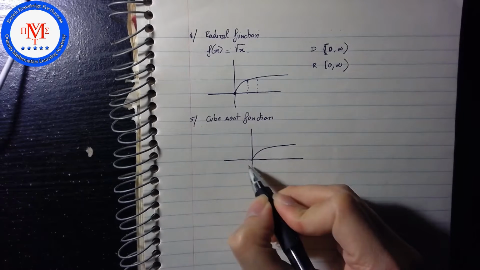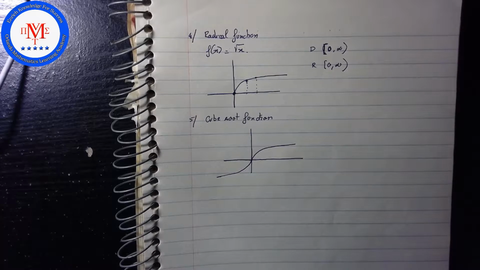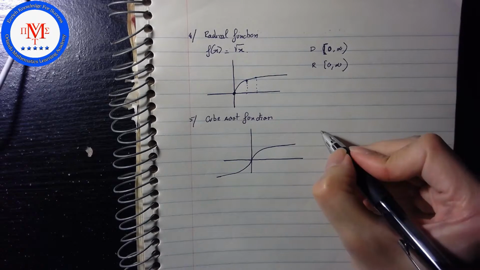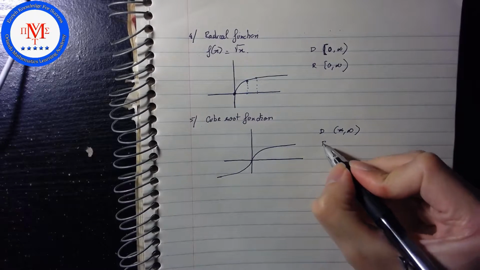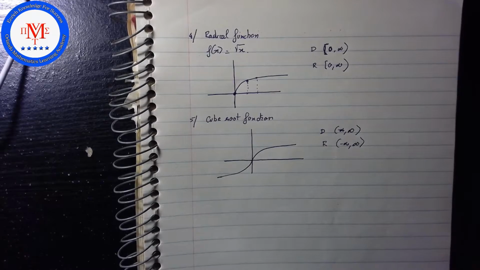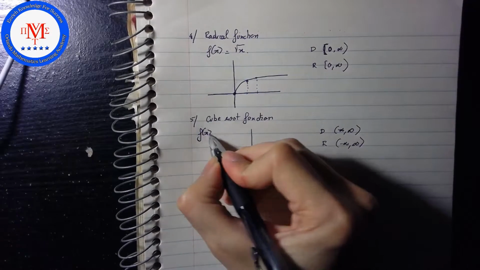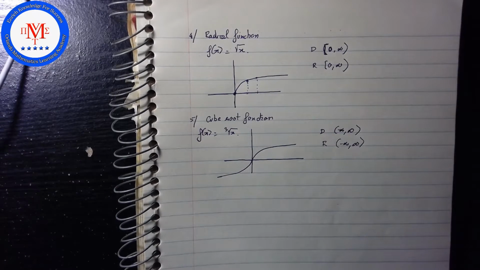So the domain is from negative infinity to positive infinity, and the range is negative infinity to positive infinity. And the cube root function looks like this. You can plug in points in order to graph the cube root function.